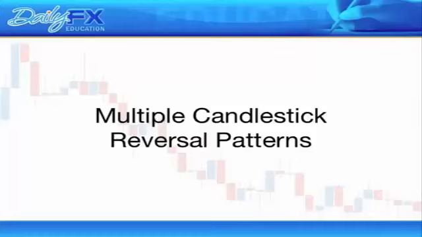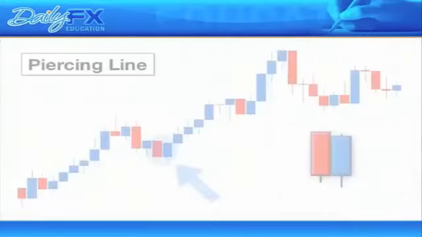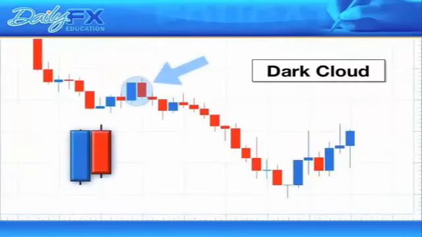In the introductory video on candlestick formations, we introduced 6 multiple candlestick reversal patterns: the bullish engulfing, the bearish engulfing, the morning star, the evening star, the piercing line, and the dark cloud. There are 3 additional bearish reversal patterns that I'll discuss in this video, and then I'll conclude by covering a few continuation patterns.